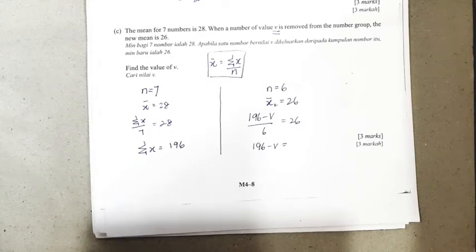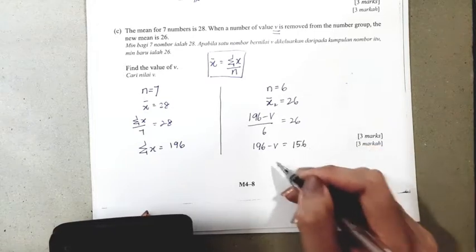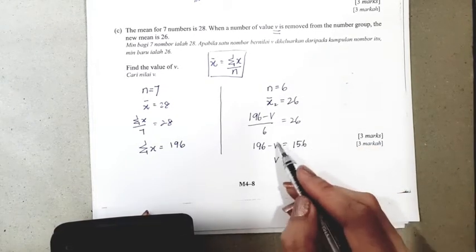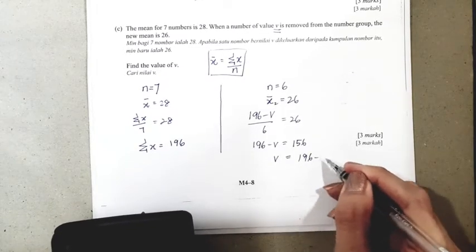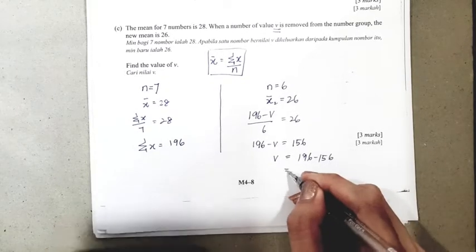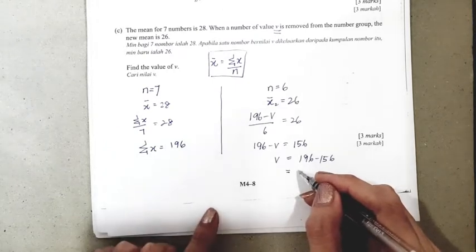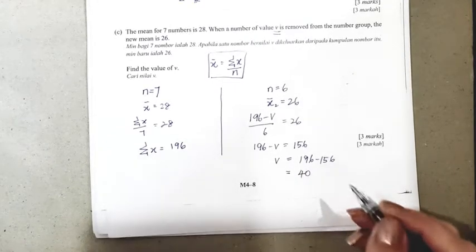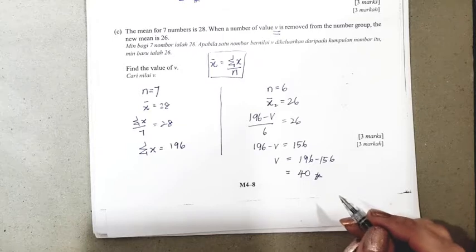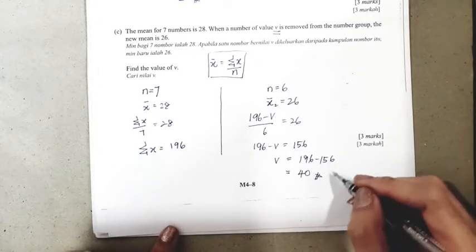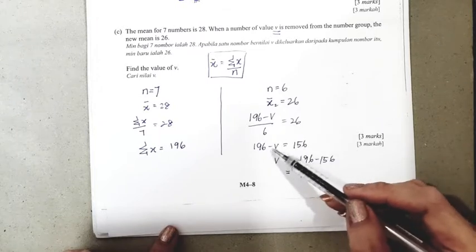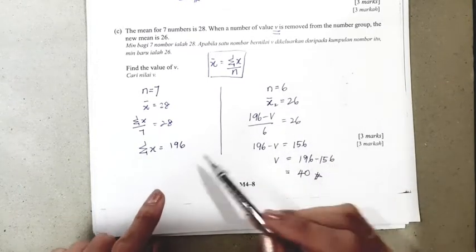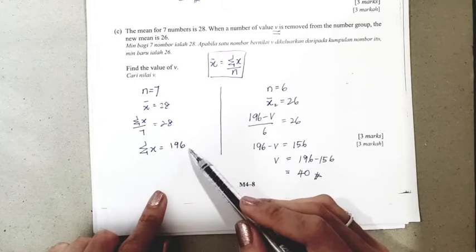26 times 6, we have 156, and to find v, v goes there, 156 comes here, so we will have 196 minus 156, that is 40. We have found our v. Okay, 1 mark for your answer, 1 mark for this part, 196 minus v equals 156. Another mark is for you to find 196. 3 marks altogether. So that is question number 3.